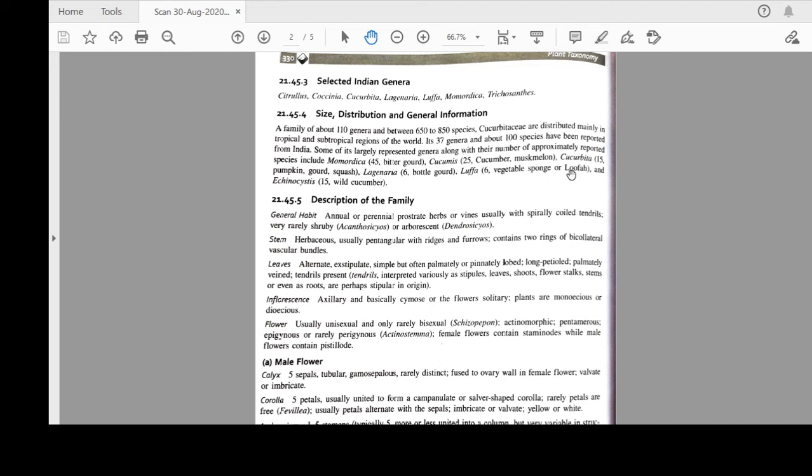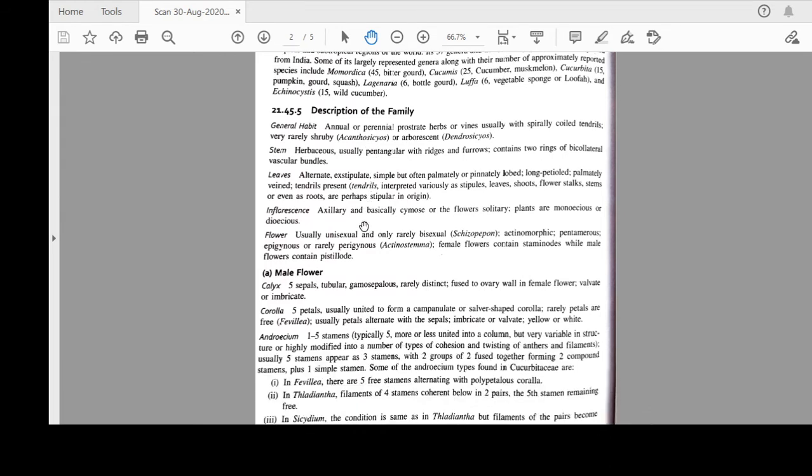Now, size, distribution and general information about the family: how many genera, how many species and where it is distributed. The family has about 110 genera and 650 to 850 species. Cucurbitaceae are distributed mainly in tropical and subtropical regions of the world. 37 genera and about 100 species have been reported from India. Some of its largely represented genera, with the approximate number of reported species, include Momordica, that is bitter gourd, karela, 45 species; Cucumis, that is cucumber, 25 species; Cucurbita, 15 species; Lagenaria, that is loki, bottle gourd, 6 species; Luffa, 6 species, etc.